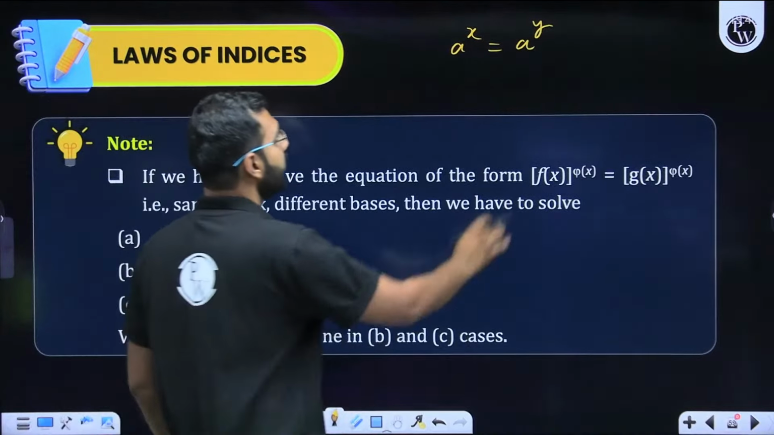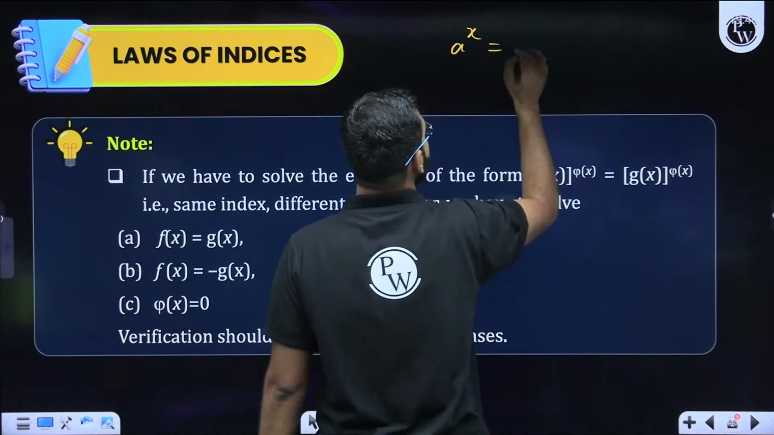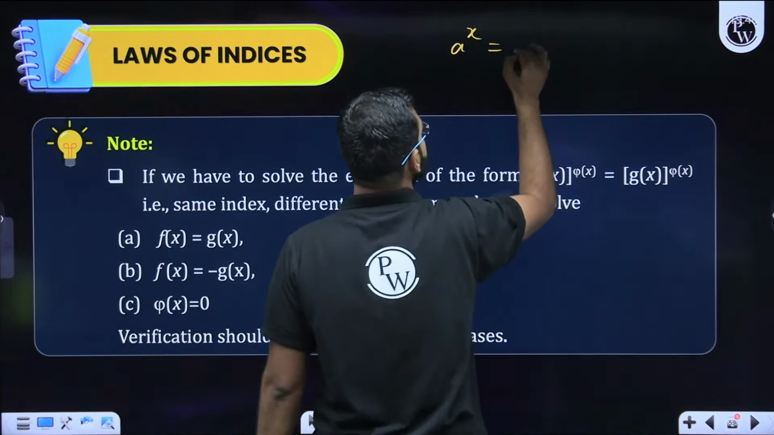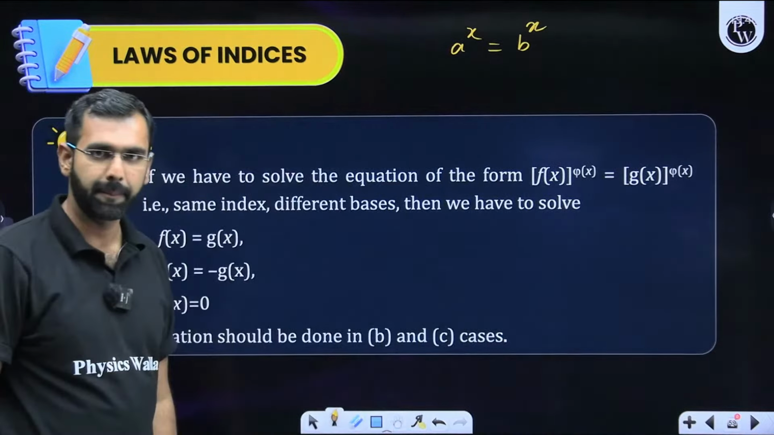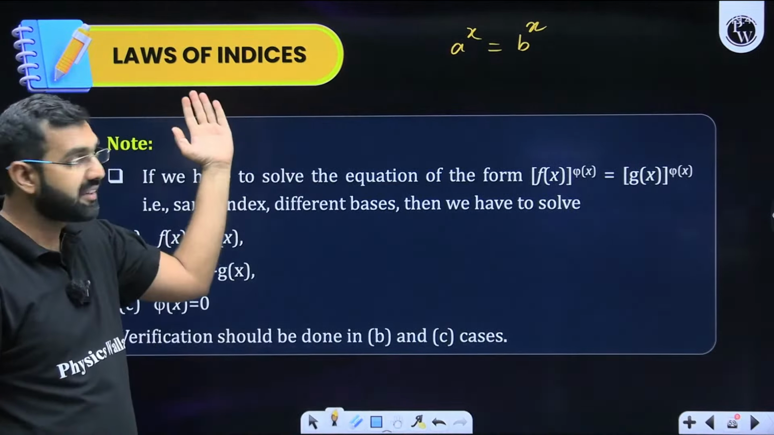First possibility will be where the power is treated the same. So let's say this is a to the power x is equal to b to the power x. That's the case. So three things will be there. First case, either a will be equal to b, because if the power is any real number, a and b could be any numbers, but they should be equal in that case.